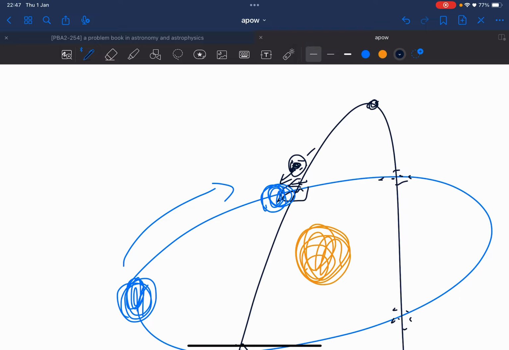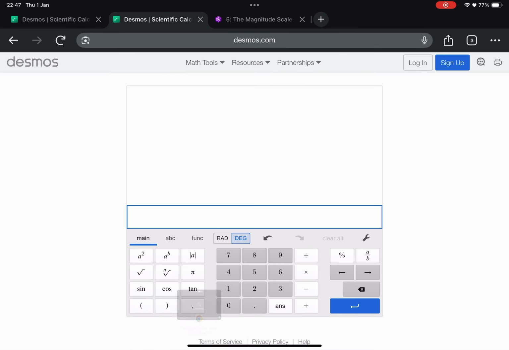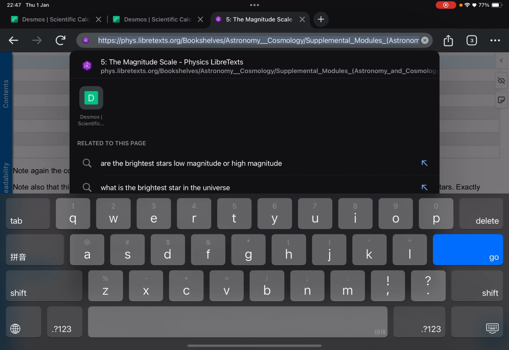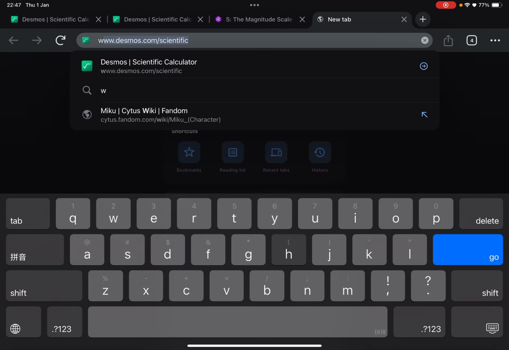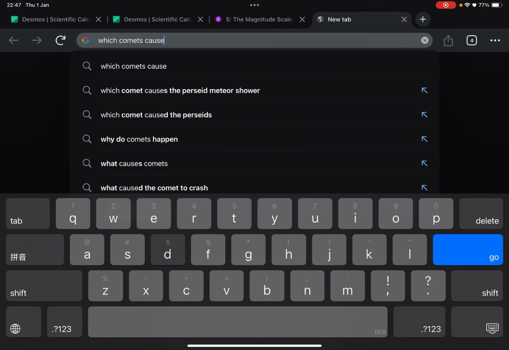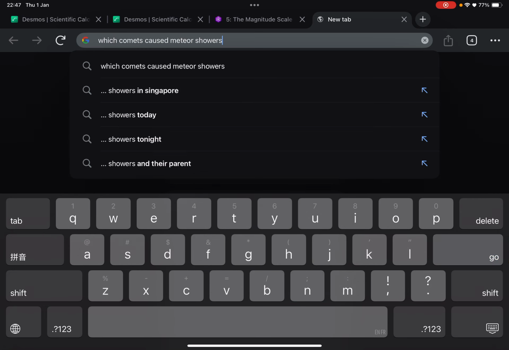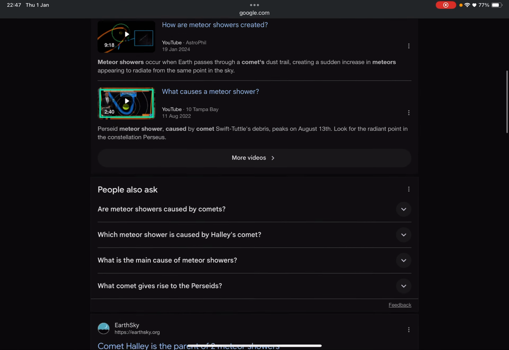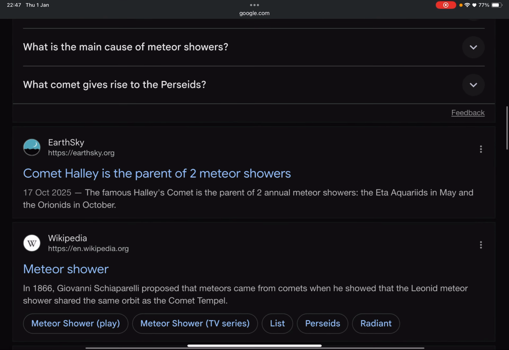So yeah, in fact I recall a few meteor showers are actually coming from the same comet, but I forgot which ones. Let's see if Google can help me. Which comets caused meteor showers? Hopefully this is not too vague, but yeah. Halley's Comet is Eta Aquarids and Orionids.